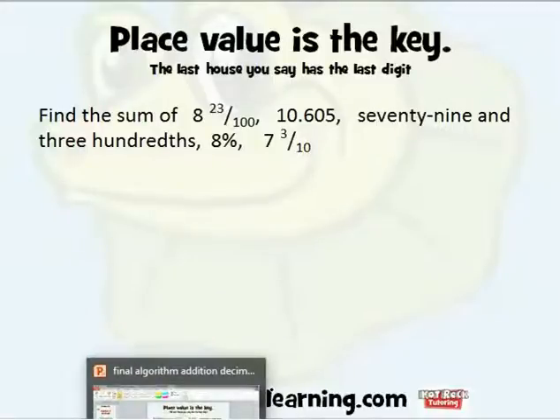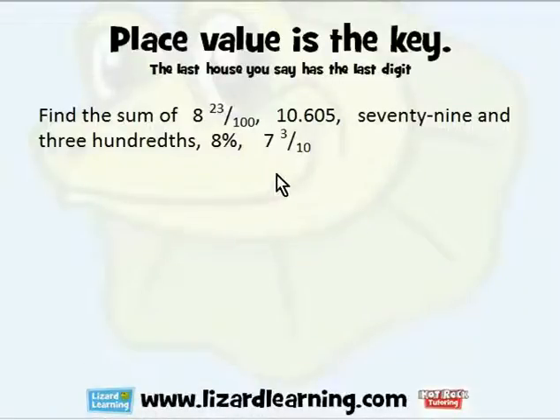When we're doing these problems, we don't have the houses there. What I usually do is I have a look at what we've got to do. I'll read it first, of course. You always read these things first. Find the sum. Right, and we know we've got to add up. Sum means to add. Of these: 8 and 23 hundredths, 10 decimal 605, or 10 and 605 thousandths.